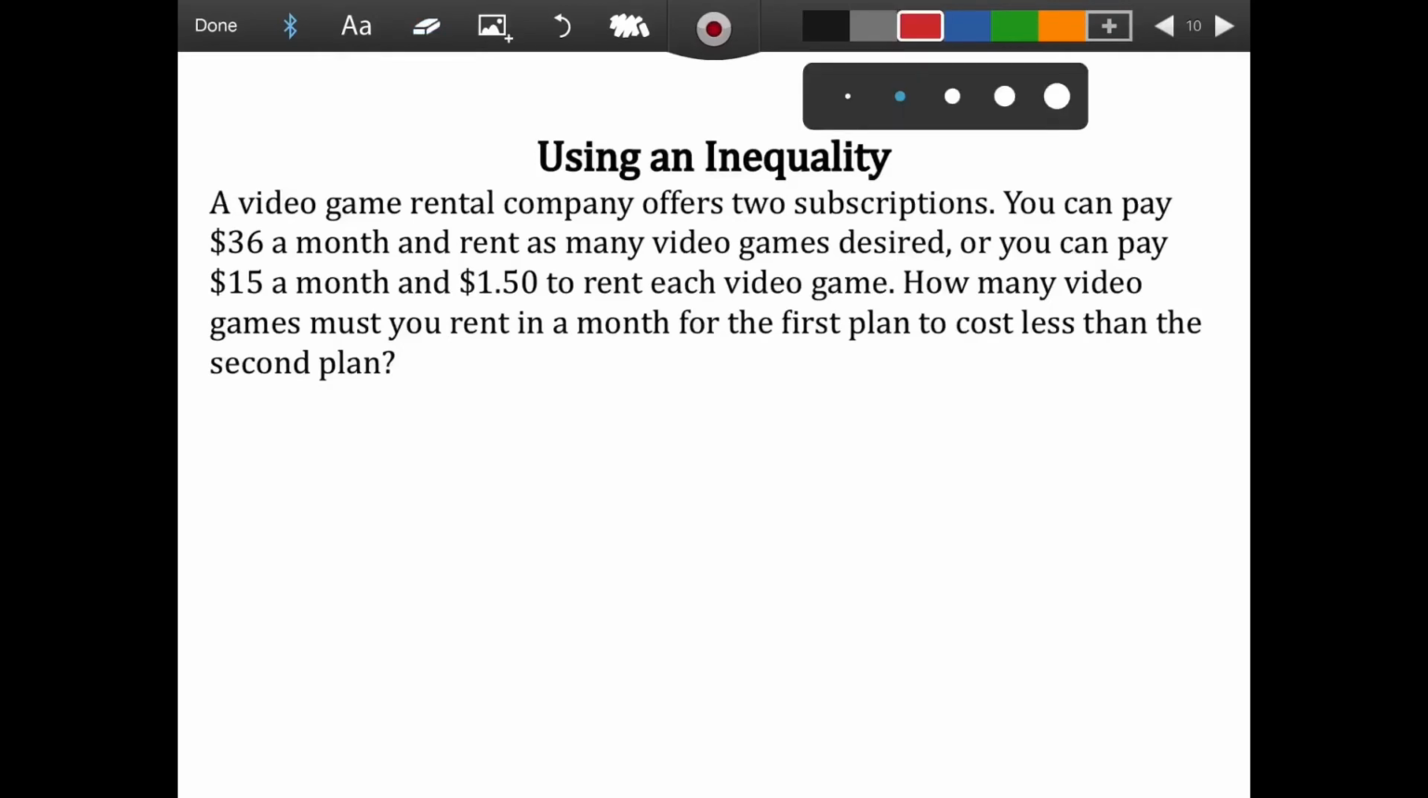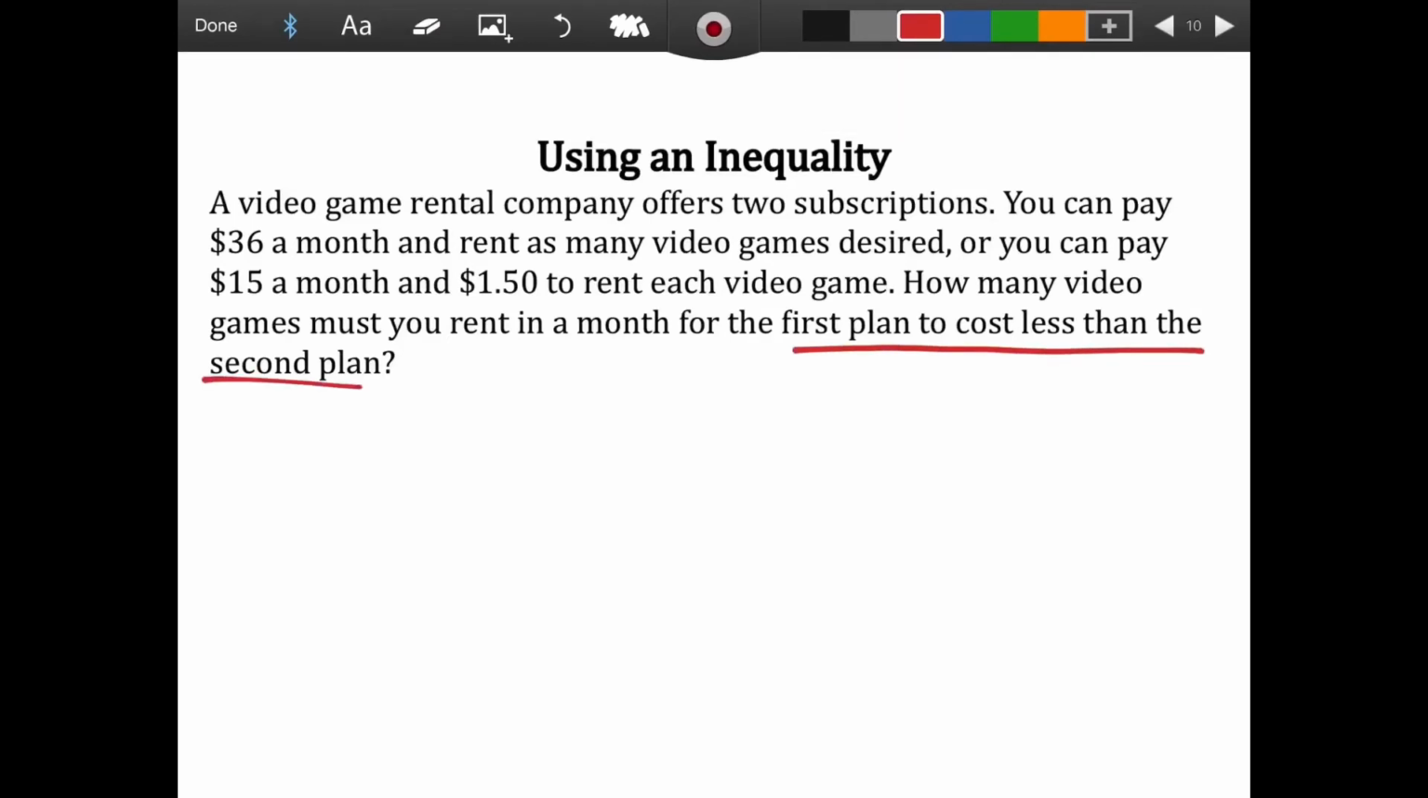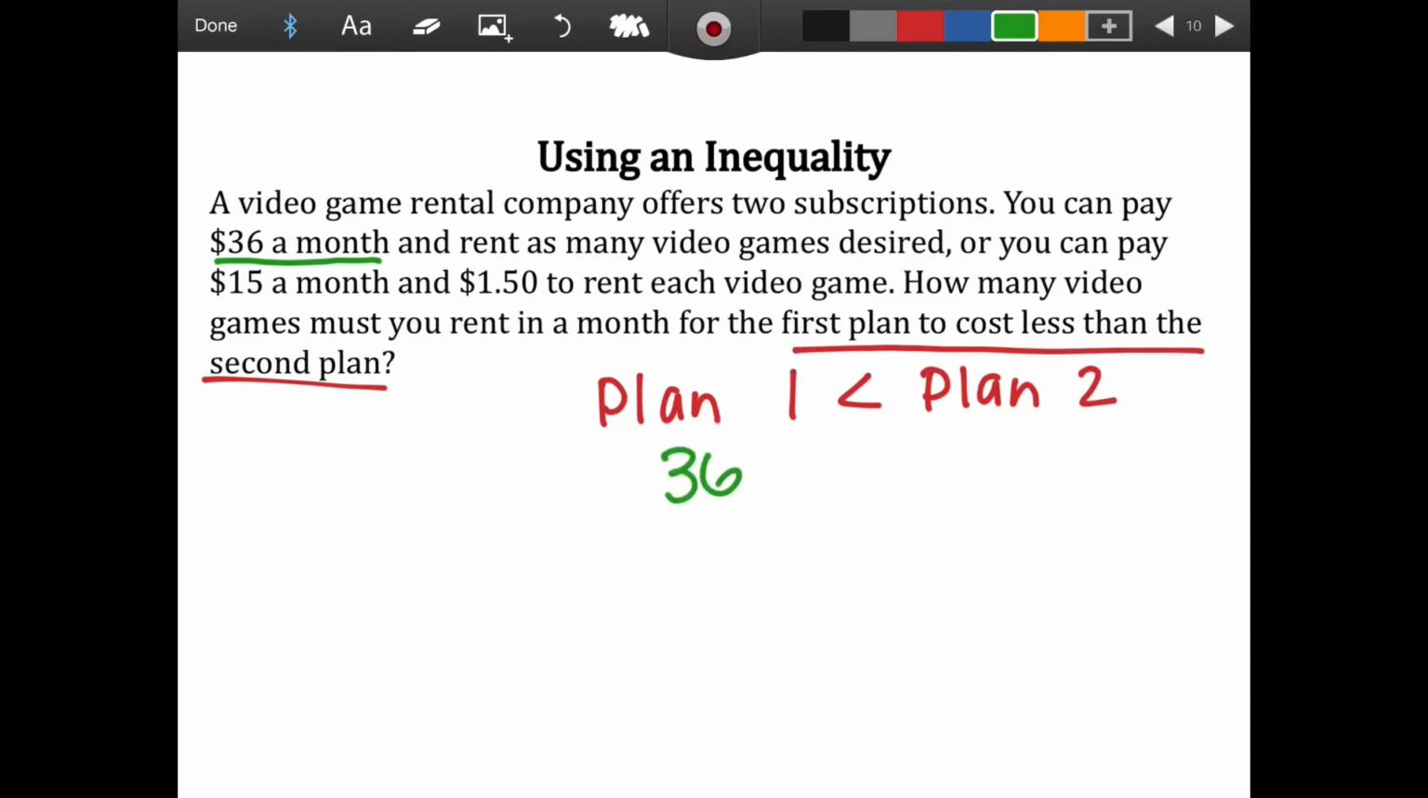So from this word problem, we know that we want the first plan to cost less than the second plan. So plan 1, we want it to be less than plan 2. Plan 1 tells us that we pay a flat rate of $36 a month. So plan 1 is just $36 per month, and that's all we have to pay. That needs to be less than plan 2, which is $15 a month as a flat rate, plus $1.50 to rent each video game. So we're paying $15 plus $1.50 per video game.